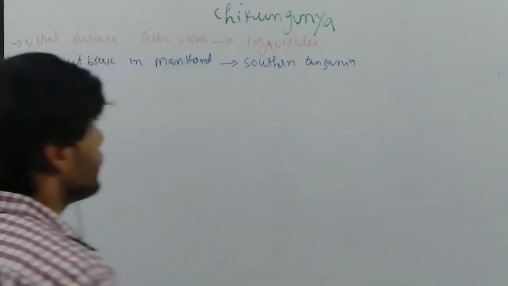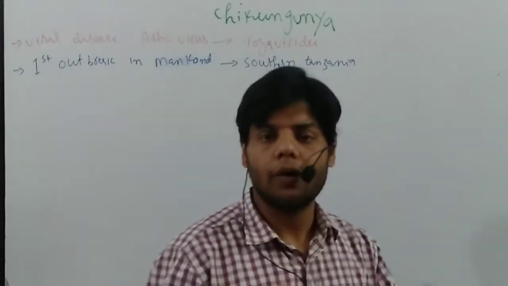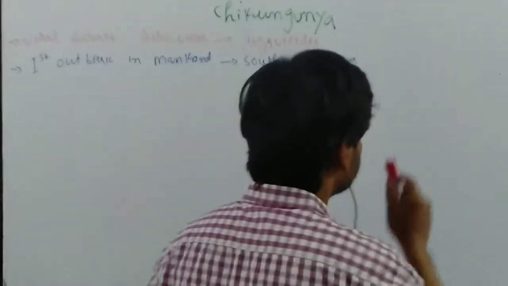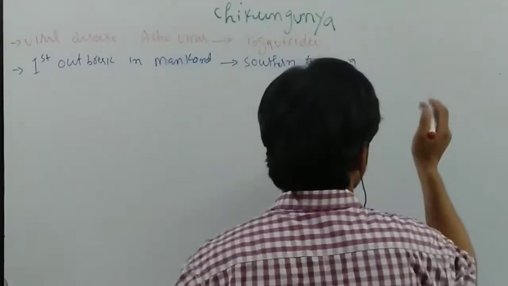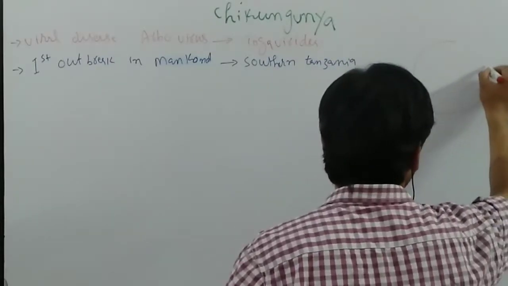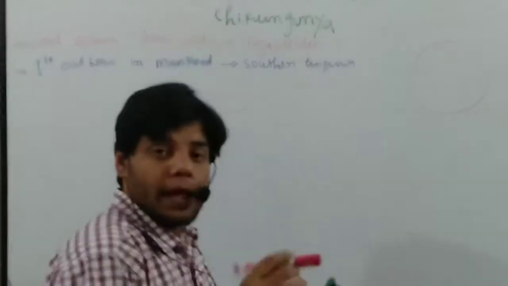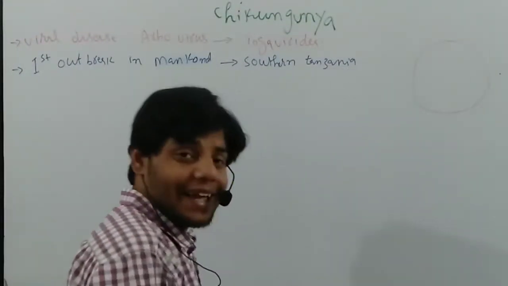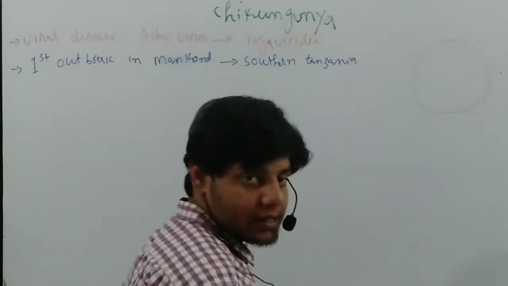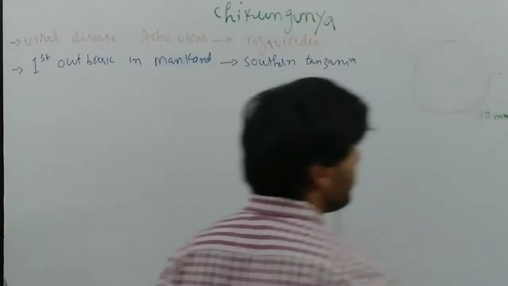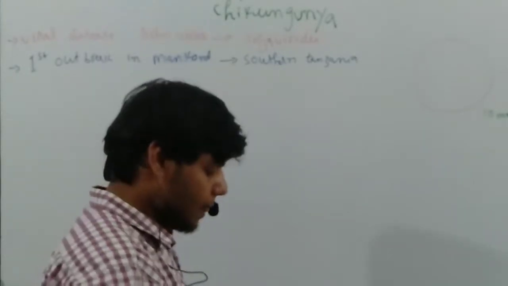Now, if we look at the structure of the arboviruses which can cause Chikungunya, the structure of these viruses is spherical in shape. They have spikes arising. These viruses are enveloped viruses. So let's say this is the envelope area of the virus, and it's usually spherical. Their diameter is 10 millimeter.